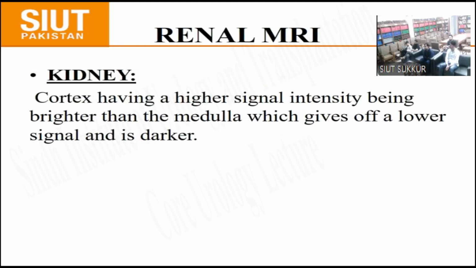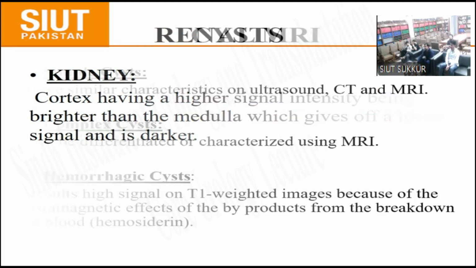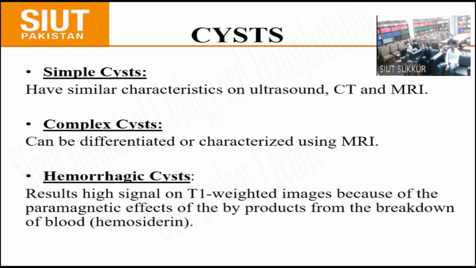So, the use of MRI in the kidney: the cortex, with contrast, has a higher signal intensity and is brighter than the medulla, which gives off a lower signal and is darker. Simple cysts have simple characteristics on ultrasound, CT, and MRI, and complex cysts we can differentiate or characterize on the basis of the MRI.